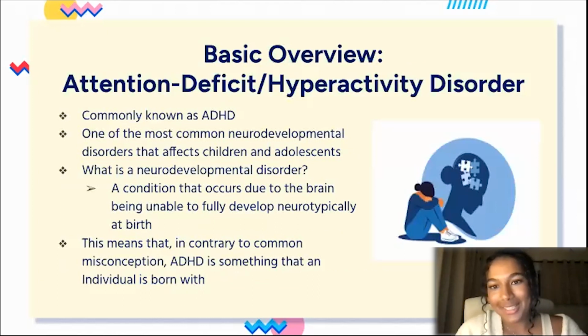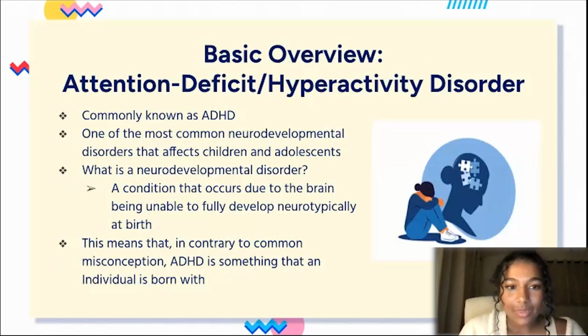Attention deficit hyperactivity disorder is commonly known as ADHD, and it is one of the most common neurodevelopmental disorders that affects children and adolescents. So, what exactly is a neurodevelopmental disorder? It's a condition that occurs due to the brain not being able to fully develop neurotypically at birth. This is not something that children can grow out of, develop, or can be cured at some point in their lives, which is a common misconception that is known in society.